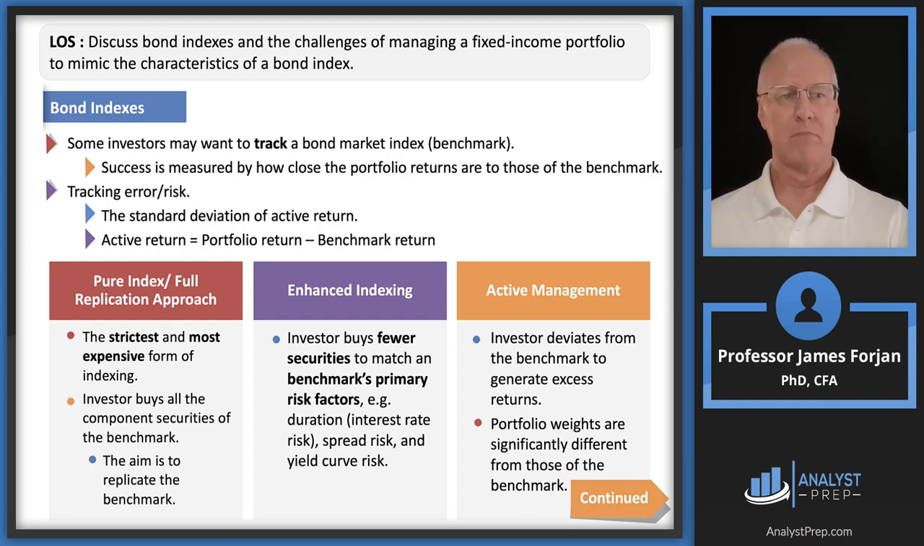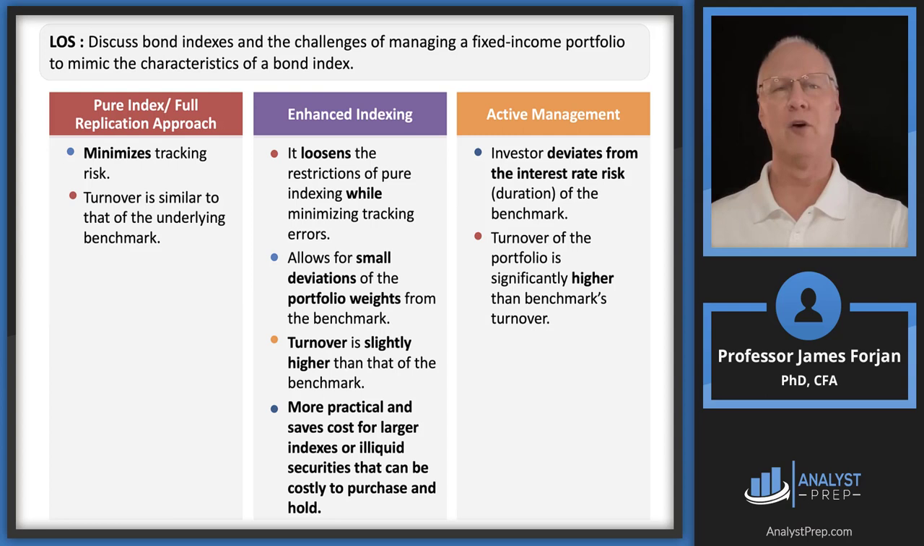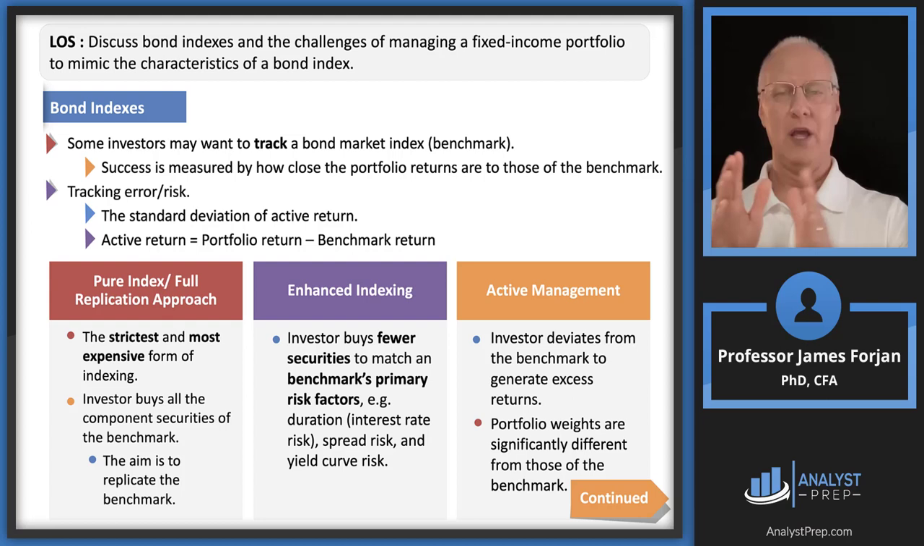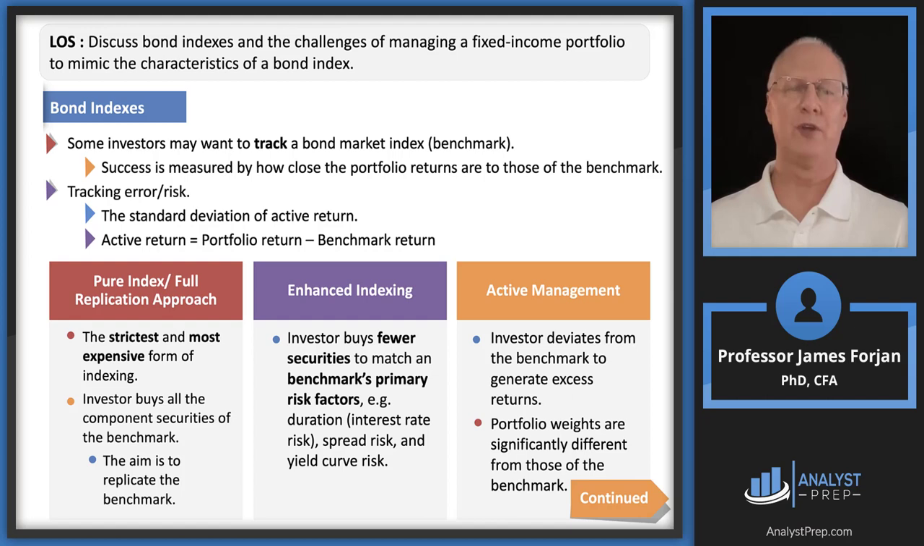All right, so what are we gonna do? Let's go down this first column here. Pure index, full replication approach. Strictest, most expensive. Its aim is to replicate the benchmark, minimizes tracking risk, and turnover is similar to that of the underlying benchmark. So what's going to happen here is that this is probably going to be used infrequently because it is so costly.